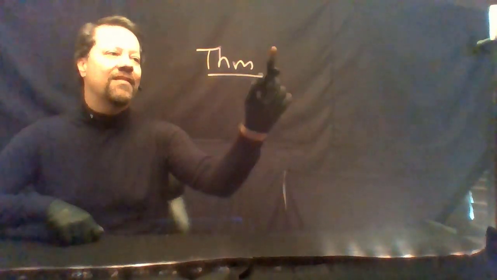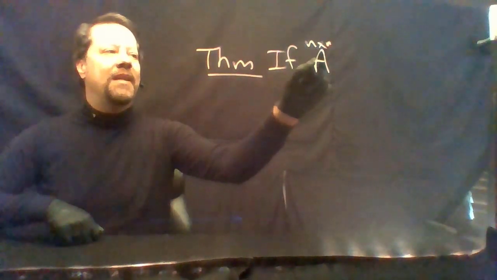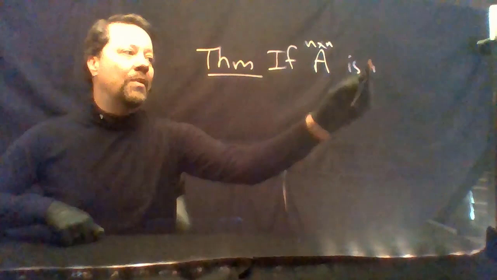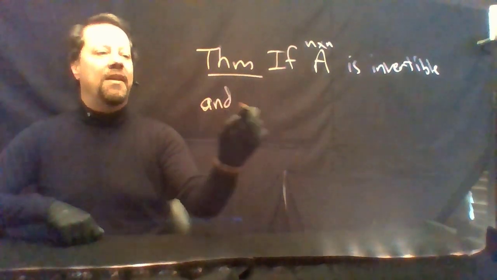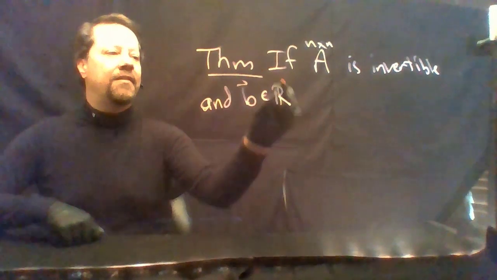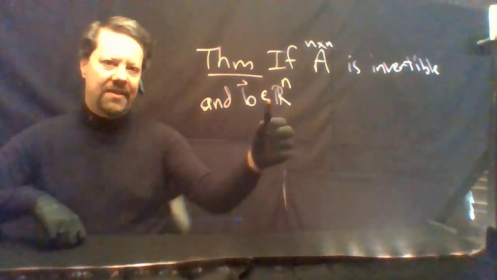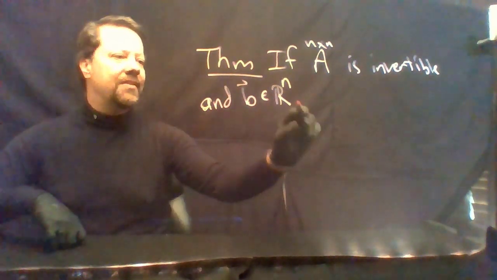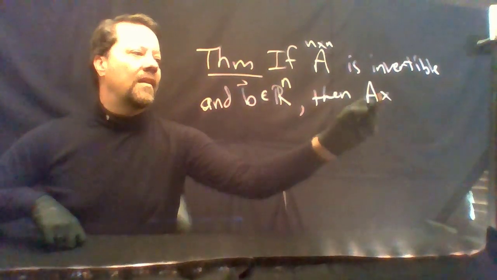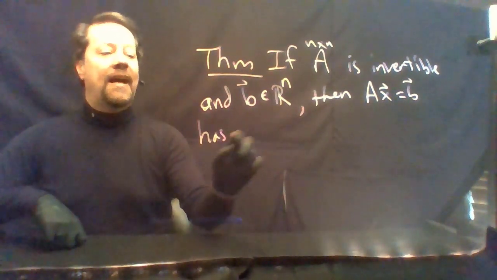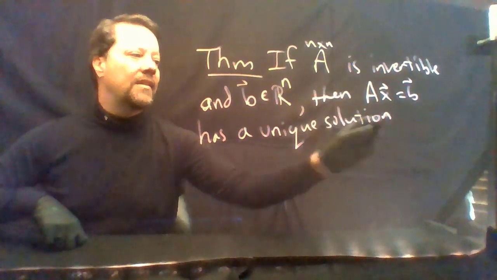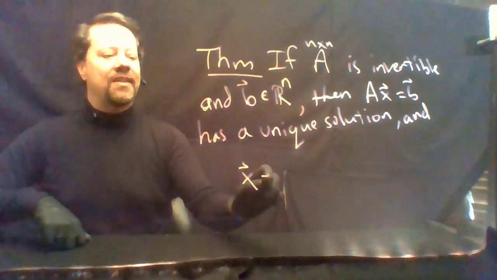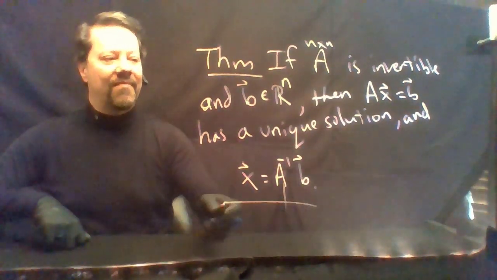We are going to apply this inverse theory to solve systems of equations. If A is an n by n matrix, and if it is invertible, and also if B is any element of Rn, so it's a vector having real entries, then AX equals B has a unique solution. There's only one solution, and it does exist. And the solution X is A inverse B. Let's prove this.